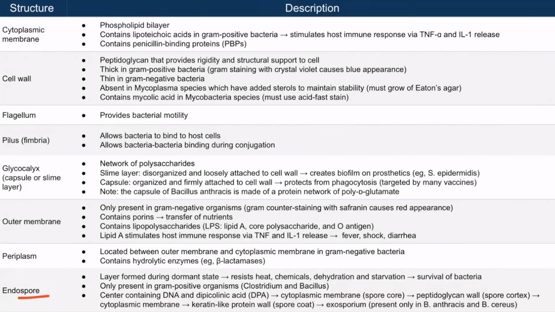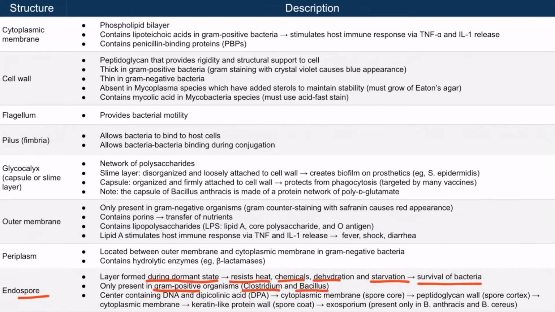Lastly, let's discuss endospores. An endospore can be considered a layer that is formed during a dormant state. It allows the bacteria to resist heat, chemicals, dehydration, and starvation. Ultimately, it allows the bacteria to survive until the environment is safe enough for the bacteria to become metabolically active again. There's only two relevant groups that create endospores, and they're both gram-positive. These are the Clostridium species and the Bacillus species.